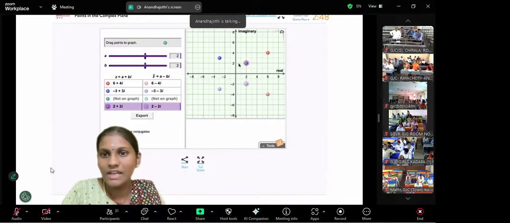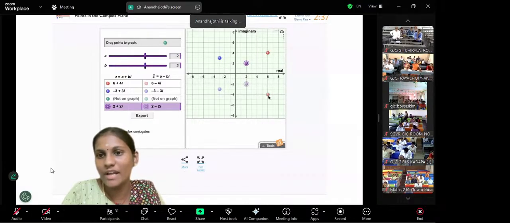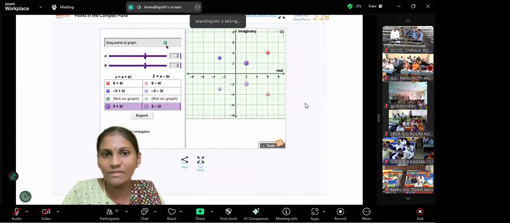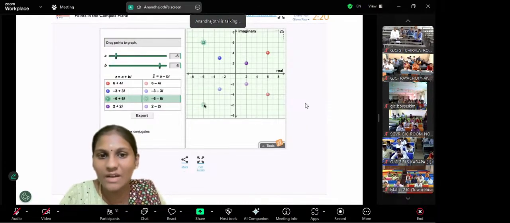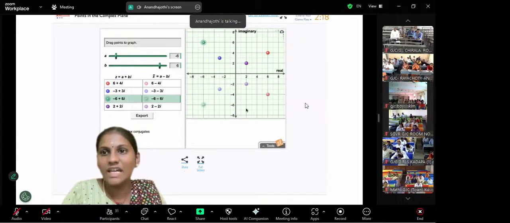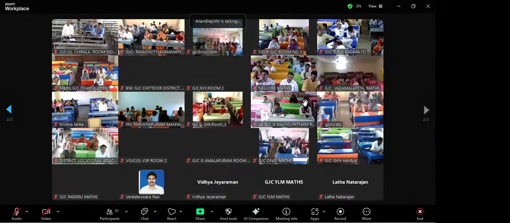See, here it is 2, 2i. When we click near this button, it will be 2, minus 2i. Here it is 6, 4i, and 6, minus 4i. Minus 3, 3i. It will be minus 3, minus 3i. Up to here it is minus 6, 6i. Here it is minus 6, minus 6i. Here we can plot up to 4 points.